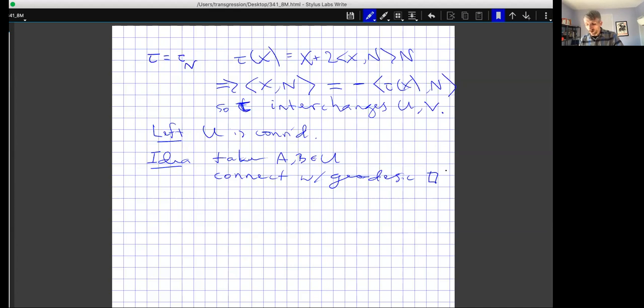Cool. So what else can we do now? We can also look at angles in the hyperbolic plane. So let me write a little bit about that. Angles.